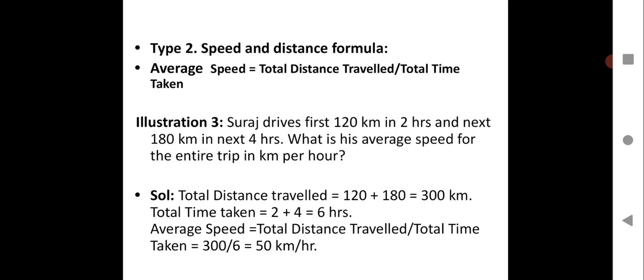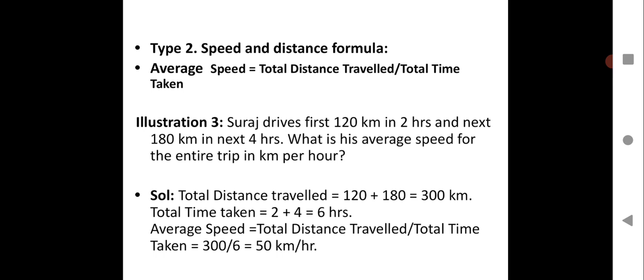Then we go for type 2, speed and distance formula. Here you will have average speed is equal to total distance travelled upon total time taken. So this is type 2 sums where you are dealing with total distance and total time taken, that is average speed. So here illustration 3, Suraj drives first 120 km in 2 hours and next 180 km in next 4 hours. So you have to take into account all this distance and all the time taken. That's why you are talking about total distance and total time. So here this is type 2 sums.